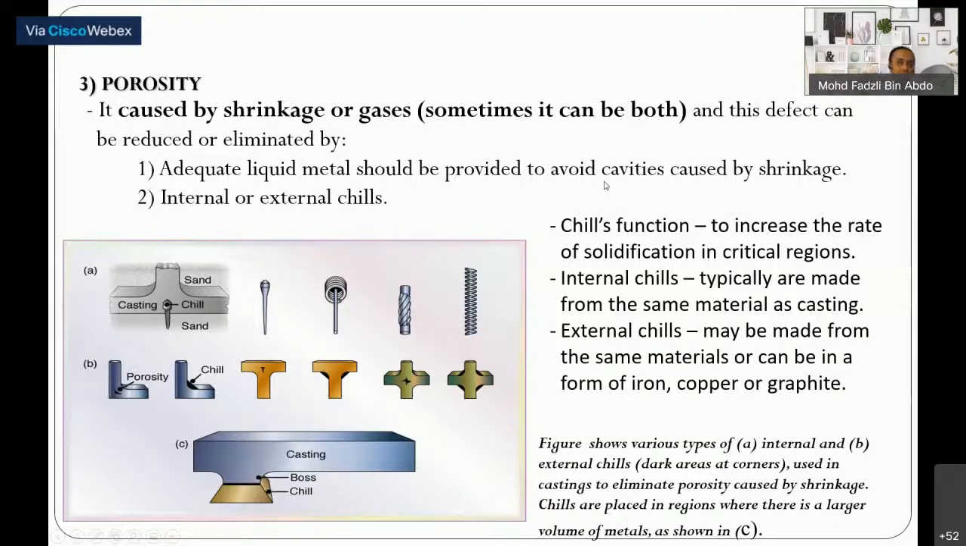Maksudnya, macam tadi yang you tengok video yang spin centrifugal tadi kan, bila tak cukup dia punya molten metal tu, maksudnya nanti tak habis lah, tak fill in lah dia punya cavity tadi, mold cavity tadi, so that tak cukup lah you punya ni. And then kita ada internal or external chilling. Okay.